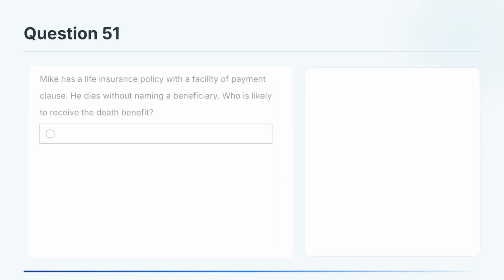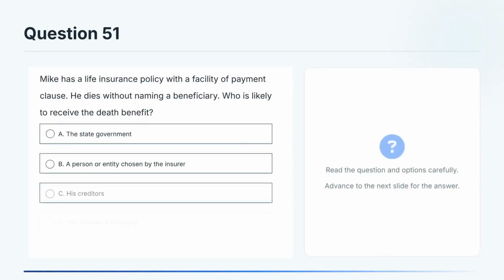Question 51. Mike has a life insurance policy with a facility of payment clause. He dies without naming a beneficiary. Who is likely to receive the death benefit? A. The state government. B. A person or entity chosen by the insurer. C. His creditors. D. The insurance company.